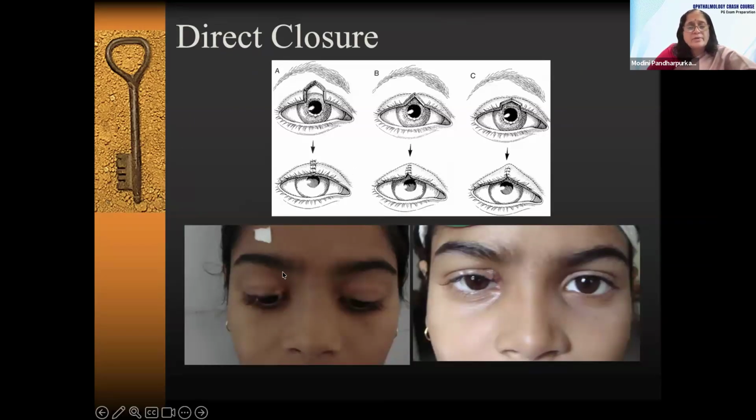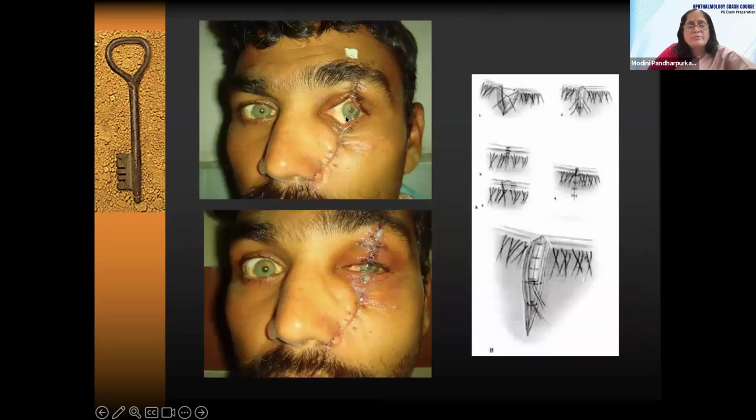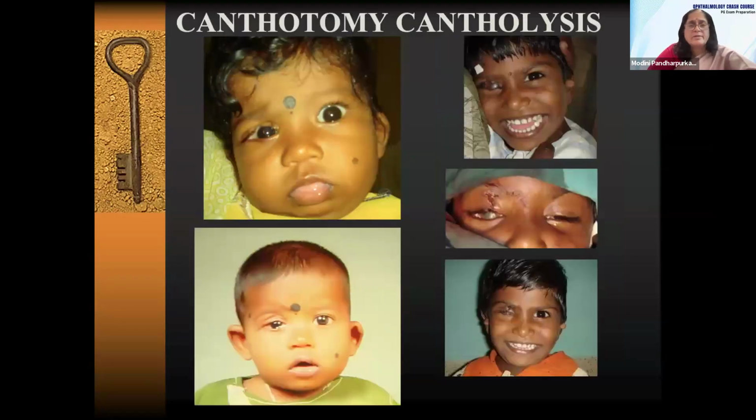So this child had a trauma here. See what happens if you don't square the defect, or you don't extend the full length of the tarsal plate: you get a notching like this. You have seen that picture before, which I have repeated here. So you have to extend the tarsal defect up to the entire height of the tarsal plate.